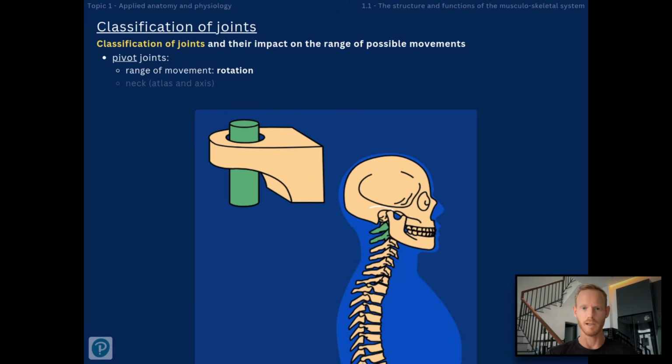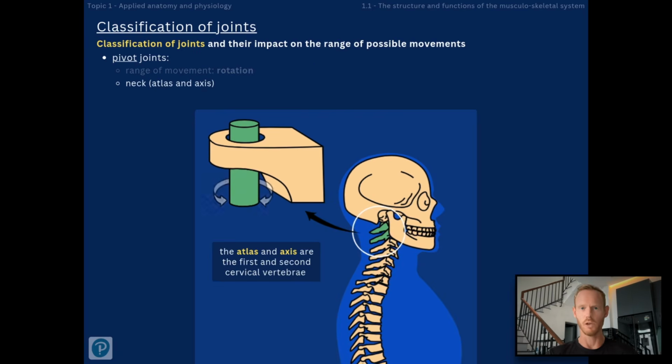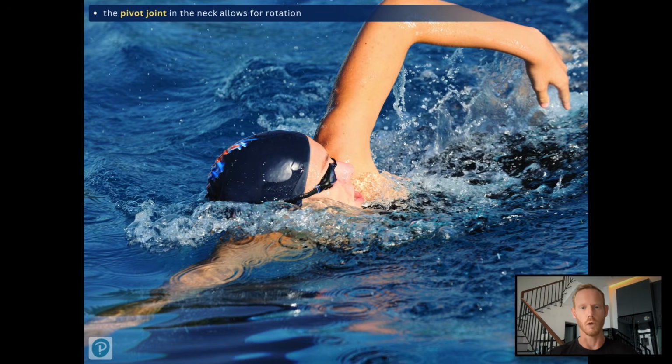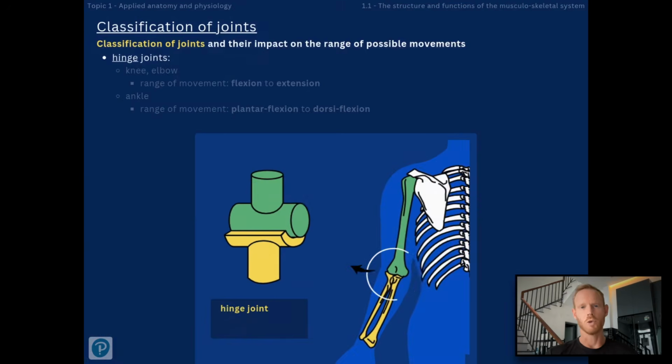A bone shaped like a cylinder rotates inside a ring-shaped bone or ligament. In the neck, the first two cervical vertebrae, the atlas and the axis, form a pivot joint that connects the cranium and the spine. This joint allows for rotation in the neck, for example, turning the head to breathe while swimming the front crawl. Hinge joints allow movement in one direction only.